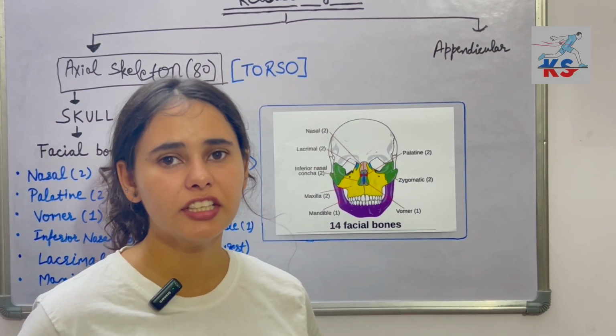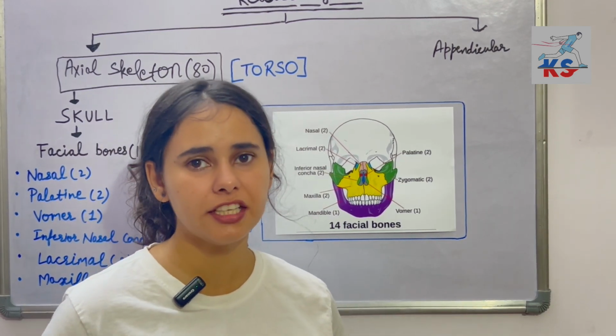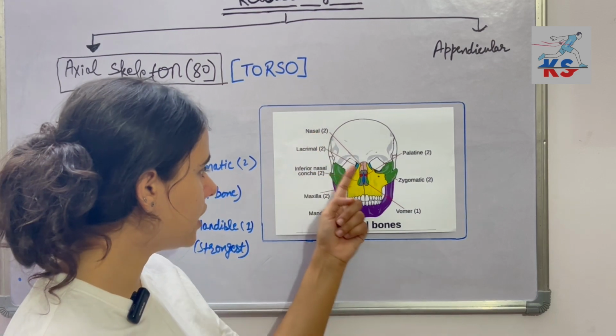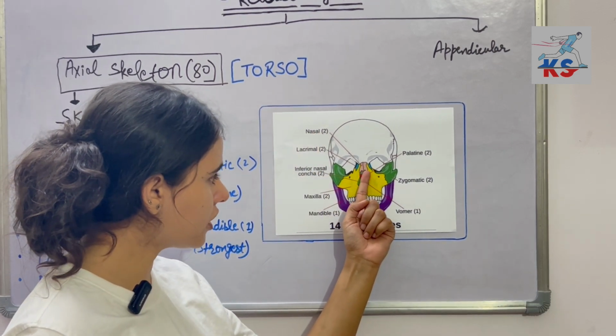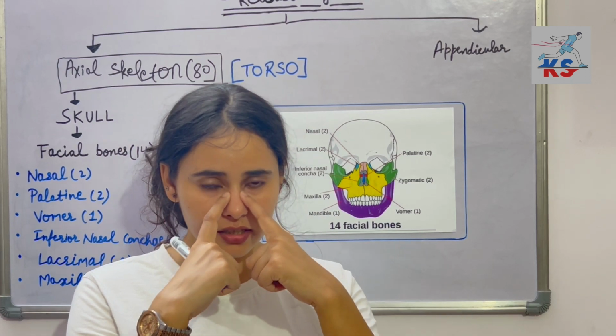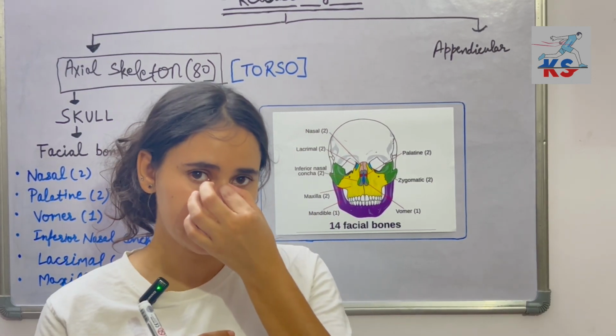Now let's learn about the next part of the skull, which is the facial bones. We have 14 bones present in our face. So let's learn about them. First is nasal, which is shown here in the orange color. We have two nasal bones present in the nose and joining at the center.